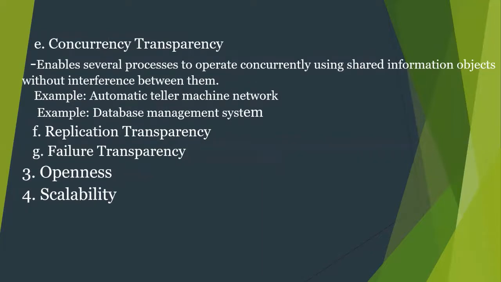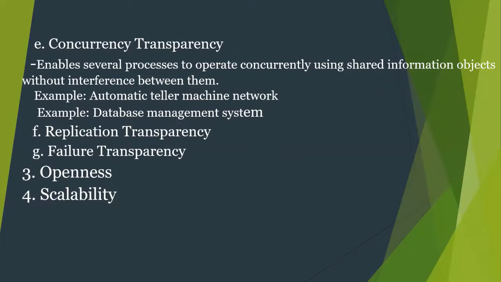Next, concurrency transparency. This enables several processes to operate concurrently using shared information objects without interference between them. Or we can say this transparency hides that the resources may be shared by several competitive users. Examples for this are the automatic teller machine network, or a database management system.